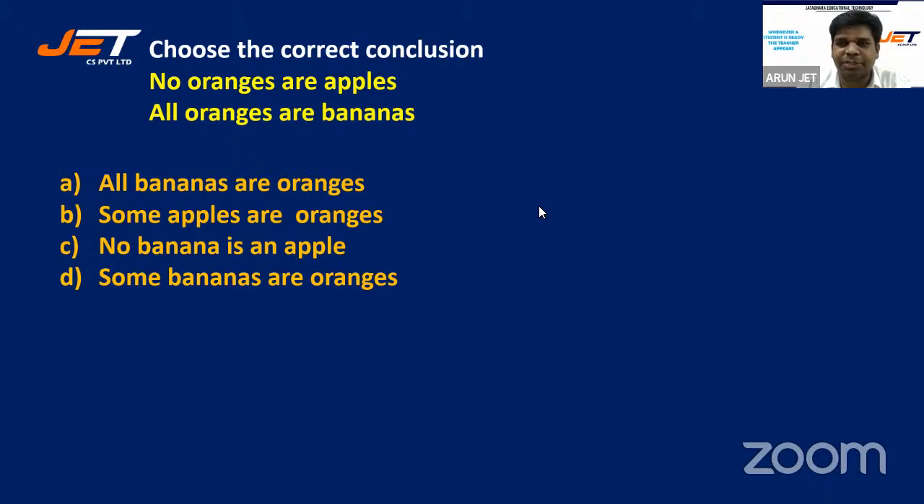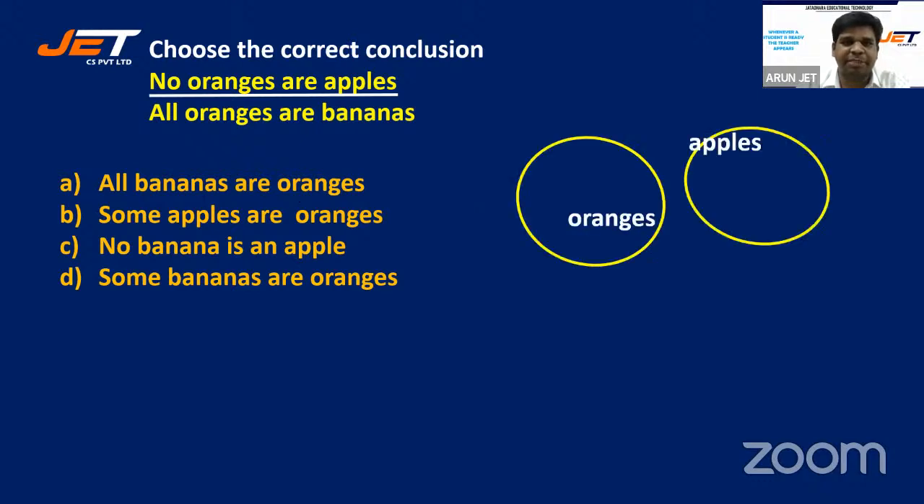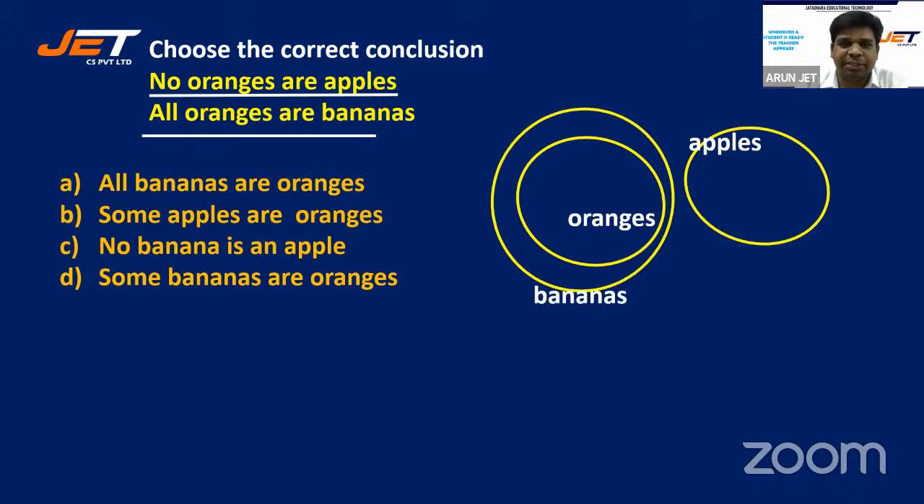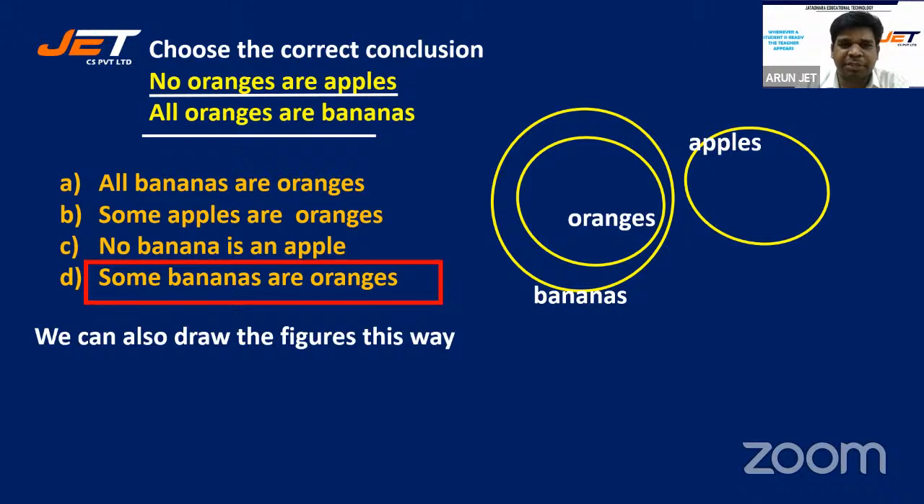All right, let's look at the solution. No oranges or apples, so they don't intersect at all. Makes sense. All oranges are bananas. So bananas will be encircling oranges. That makes sense. So some bananas are oranges. So that's right.